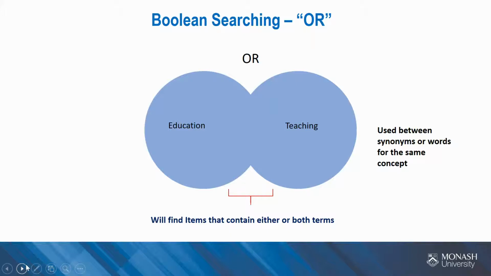Using OR will retrieve all of the items that contain the term education, all the items that contain the term teaching, and all the items that contain both terms. OR is excellent for when you don't need both ideas and when one or the other is adequate for your research. Now let's look at AND.